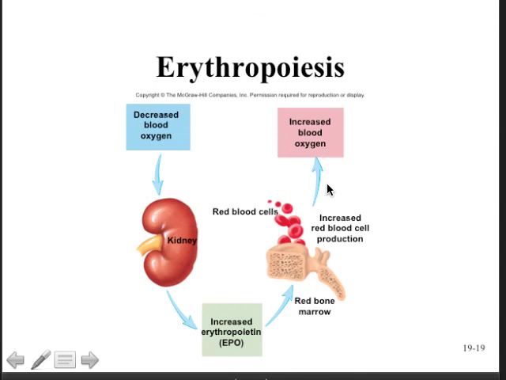This is just a look at how erythropoiesis is stimulated. So we see decreased blood oxygen stimulating the kidneys to produce erythropoietin. This in turn stimulates the red marrow to crank out more RBCs, and this results in an increased oxygen carrying capacity in the blood.